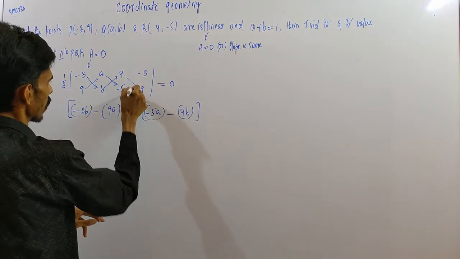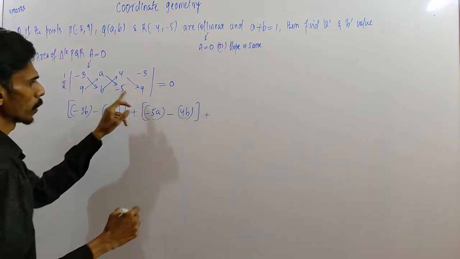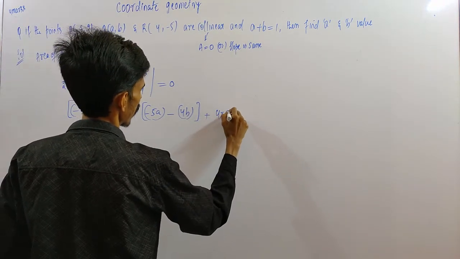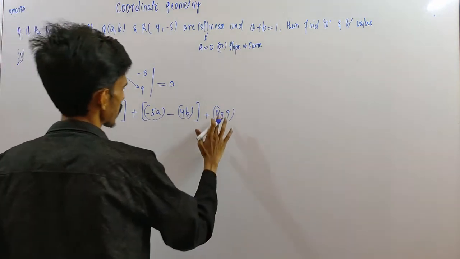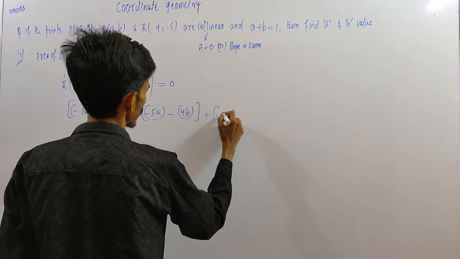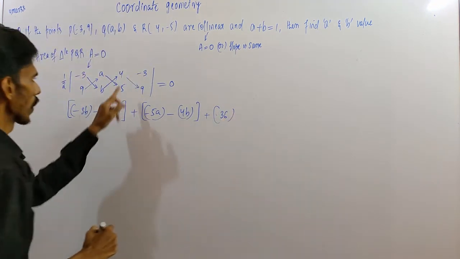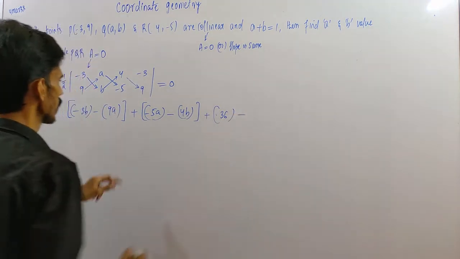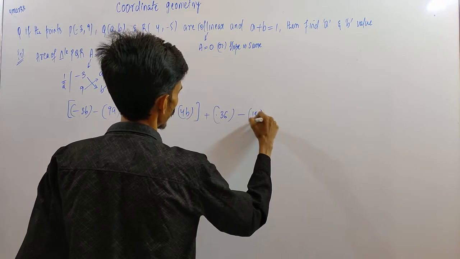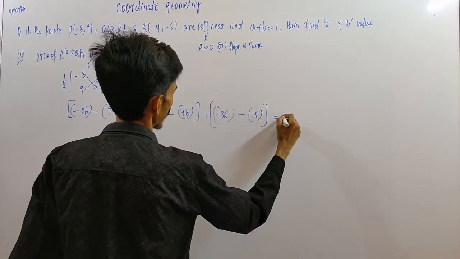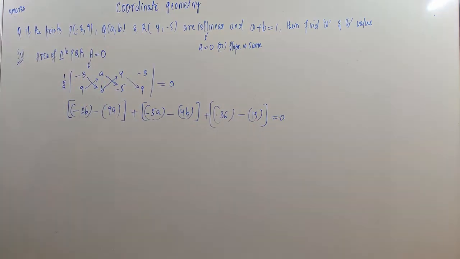Next, 4 into 9, we have 36. So write down 36. Put a minus sign. Minus into minus we have plus. 5 into 3 we have 15 equals 0.